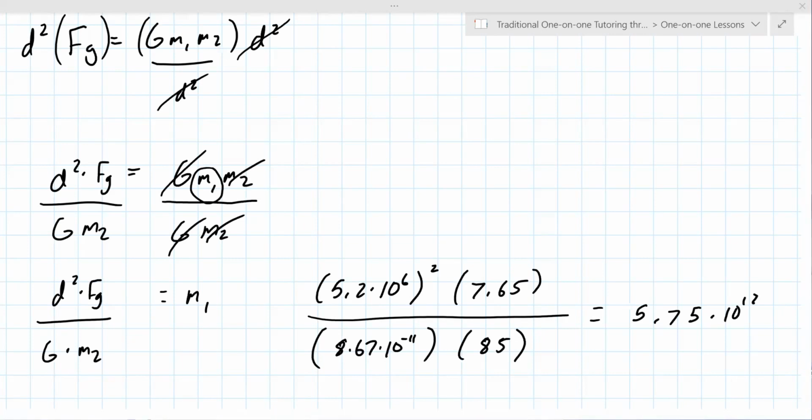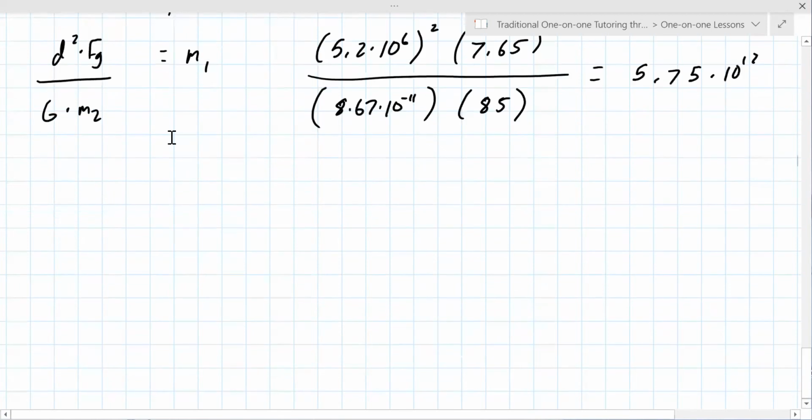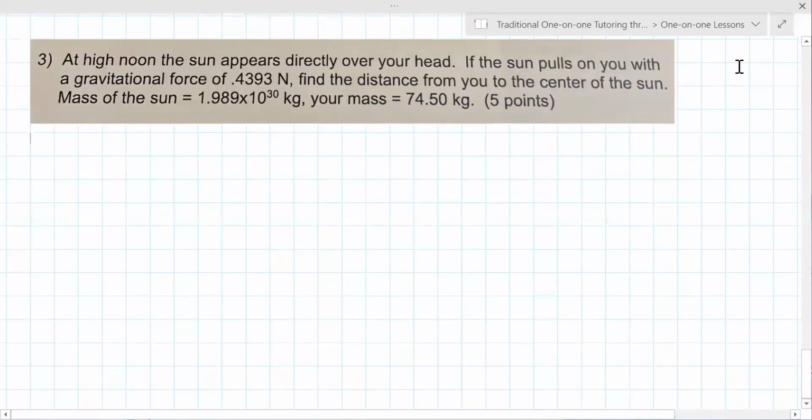So there's another problem here for us to look at, number 3. And then you can maybe tell me which one is making sense, not making sense. Okay, at high noon, the sun appears directly over your head. If the sun pulls on you with a gravitational force of 0.4393 newtons, find the distance from you to the center of the sun.